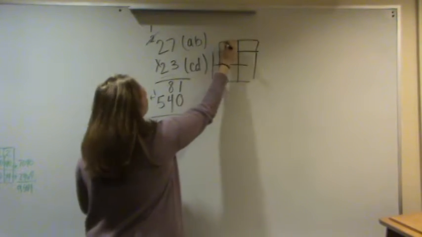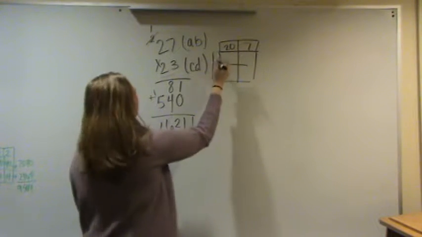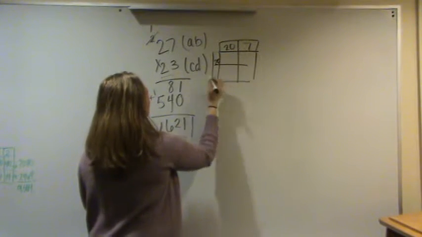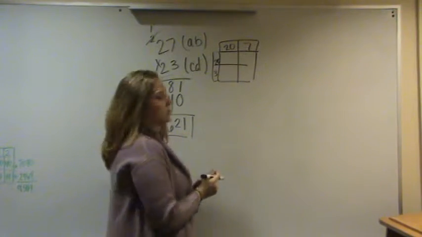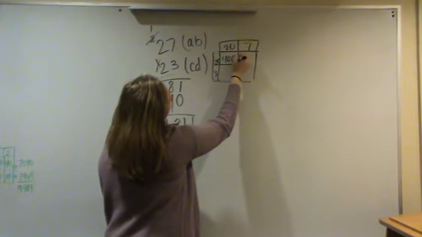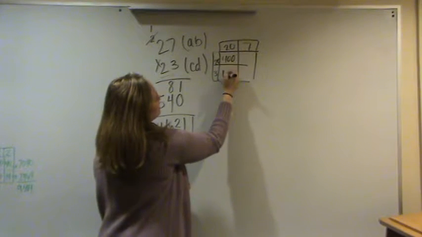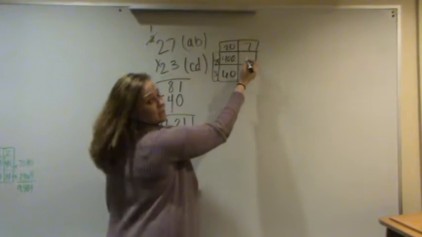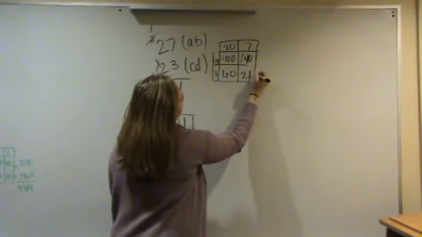And so we get 20 as our A, 7 as our B, 20 as our C, and 3 as our D. So now we go through and multiply. We're going to have 2 times 2 is 4, add in those 2 zeros to get 400. Now we have 3 times 20 is 60, 20 times 7 is 140, 3 times 7 is 21.